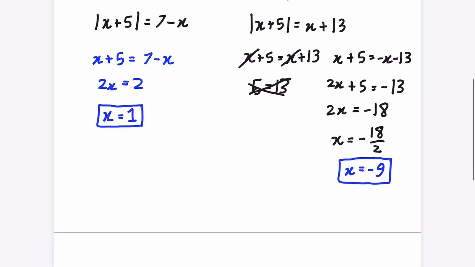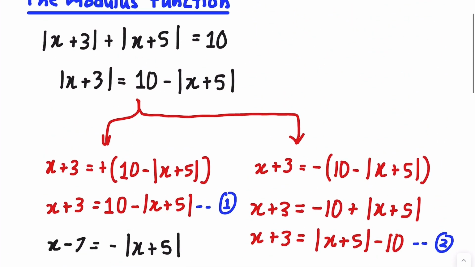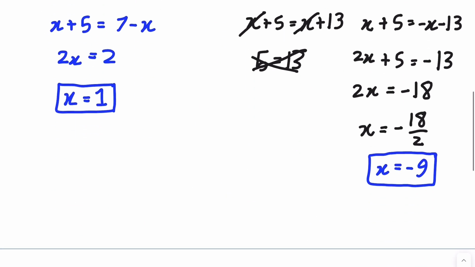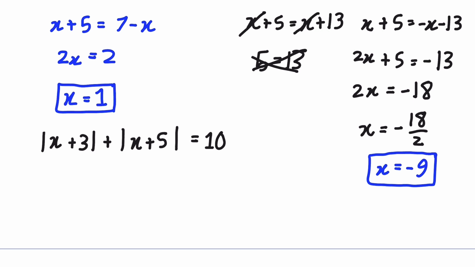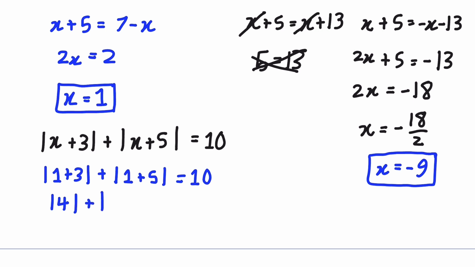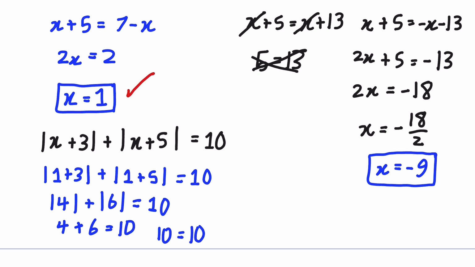But now we want to make sure the answers we got are correct. So we'll take the original formula in the question and substitute the value of x, which is 1, in the equation. So modulus of 1 plus 3 plus modulus of 1 plus 5 equals 10. So modulus 4 plus modulus 6 equals 10, positive 4 and 6, so it will become 10. So here we have 10 equals 10, which means the value x equals 1 is correct.